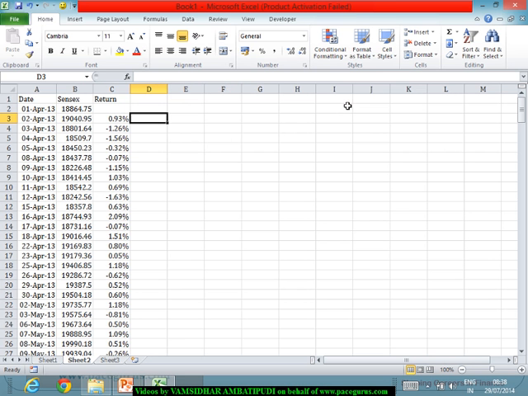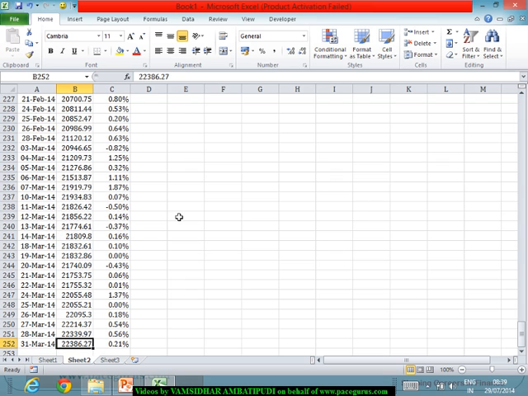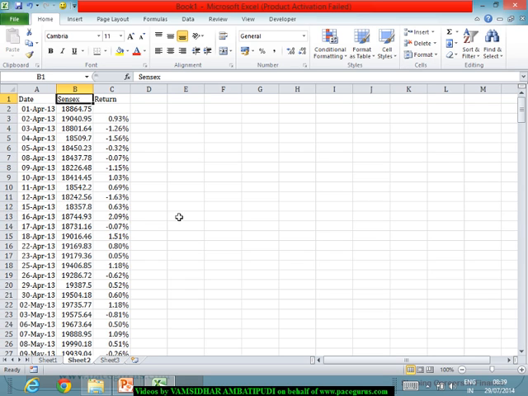So just to understand this concept, I'm taking a data. Let's say these are the Sensex values right from 1st April 2013 to 31st March 2014, over a 1 year period. Looking at the Sensex values, I have looked at the daily return, which is nothing but the percentage change in the value from day 1 to day 2, day 2 to day 3, and so on. So these are the returns.